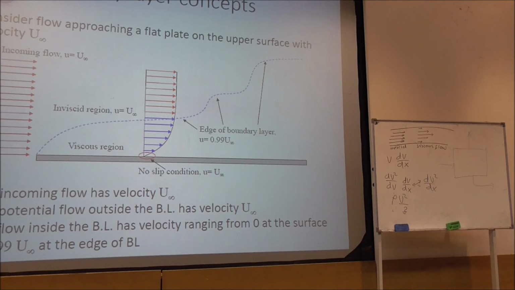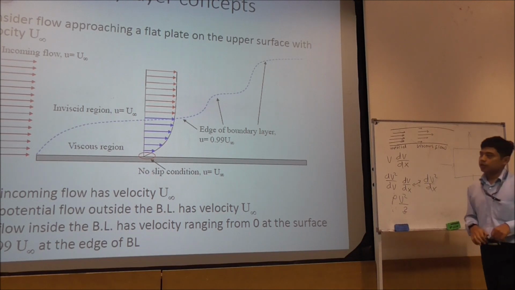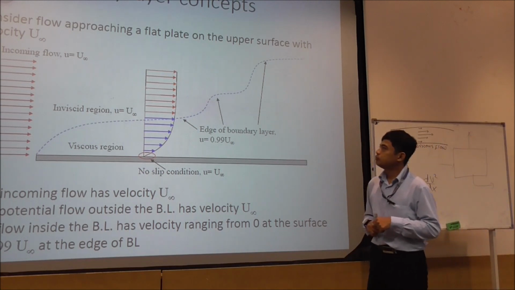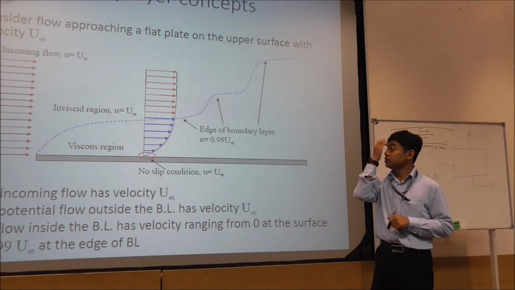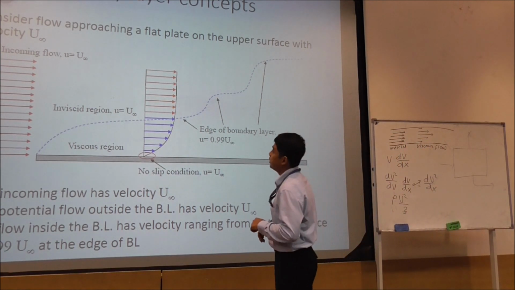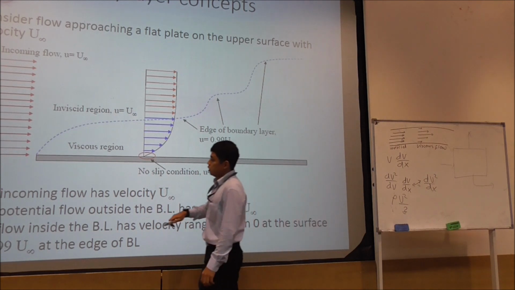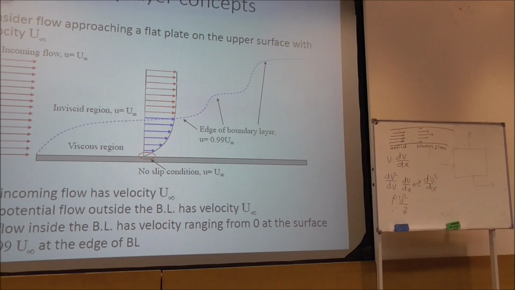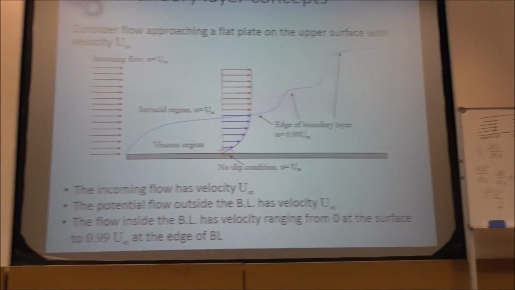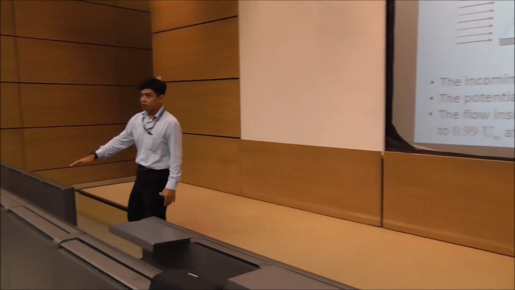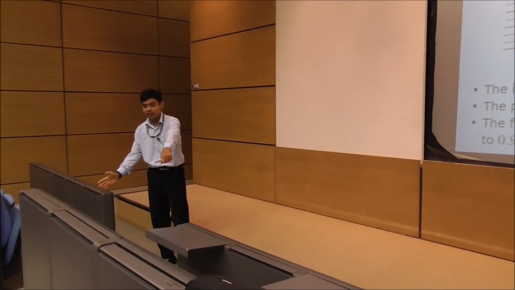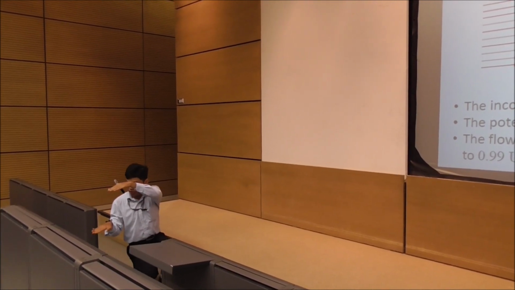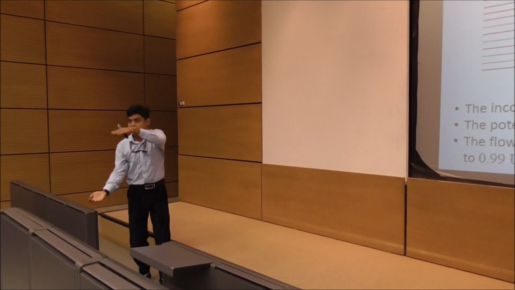Now, let's take a look at some characteristics of the boundary layer. Imagine this is your plate. I think I will take this one. The flow is coming from here. You know why I take the higher one? Because the wall effect will occur only in this region, right? Over this region, this flow can be considered as inviscid flow.